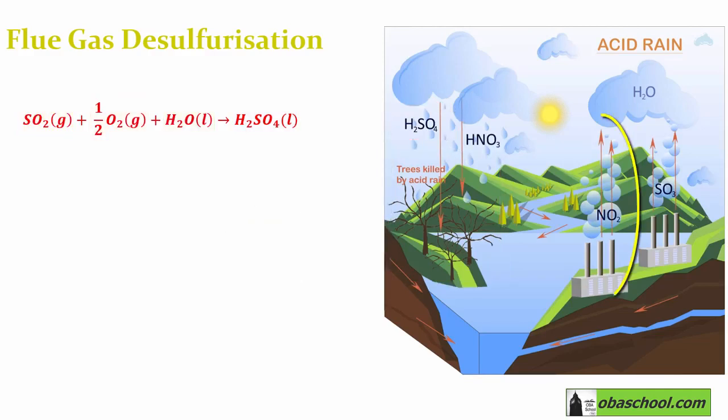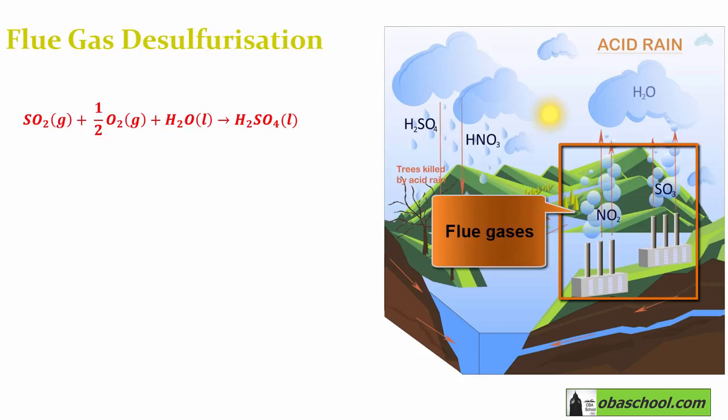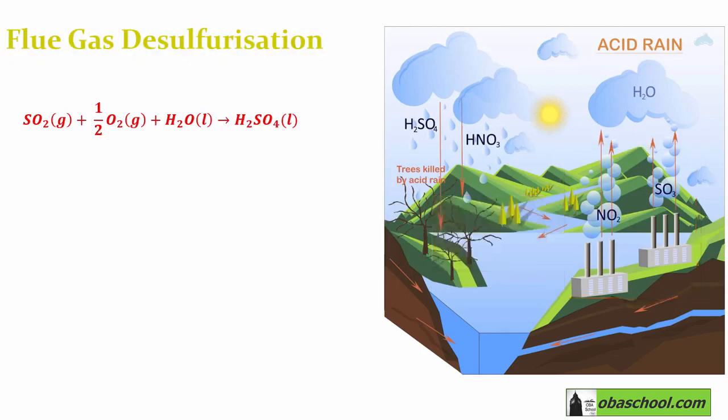NO2 also can react with H2O and produce HNO3, and again we have the same problem of acid rain. The gases which are given out by the power stations are called flue gases. So the process of removing the sulfur dioxide is called flue gas desulfurization. So we are removing sulfur from these flue gases.